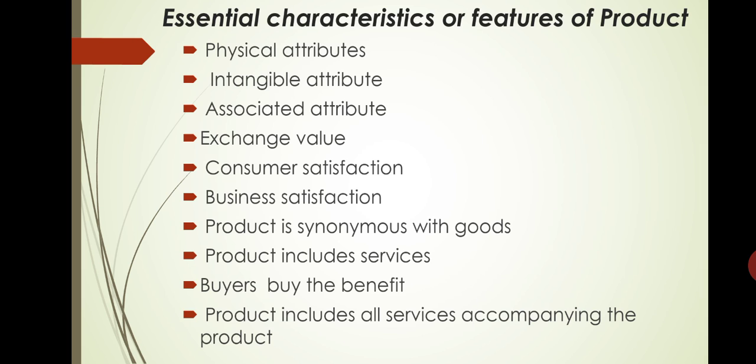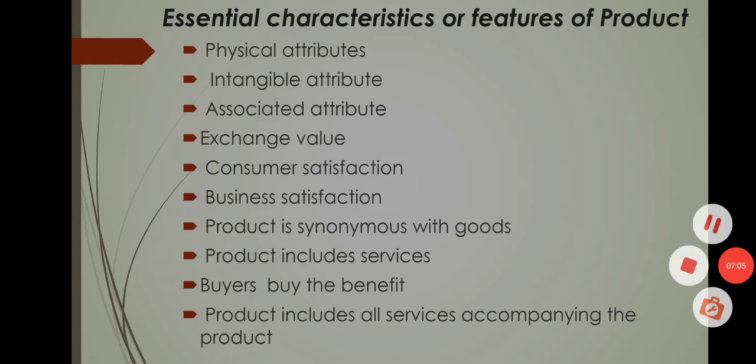So here, a product means there should be a physical existence, or else the characteristic of tangibility. If a product has the characteristic of tangibility, it means we can see it, and its physical existence can be felt. So that is the first feature or characteristic of a product, that is, physical attributes. There should be a physical existence in the product. Understood? Next, second one, intangible attribute.